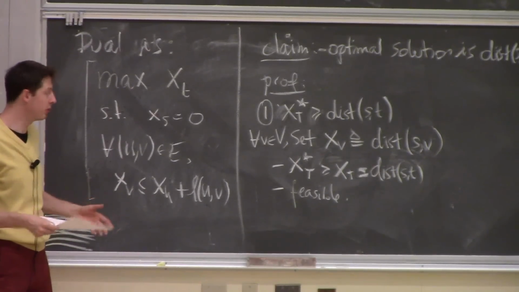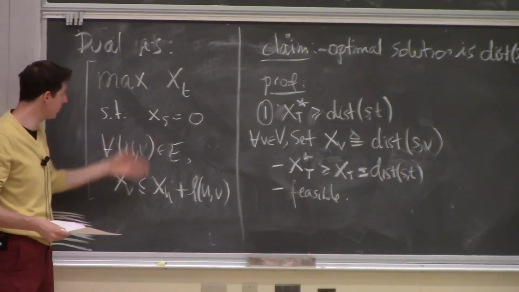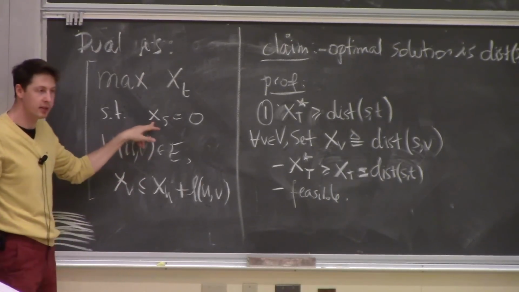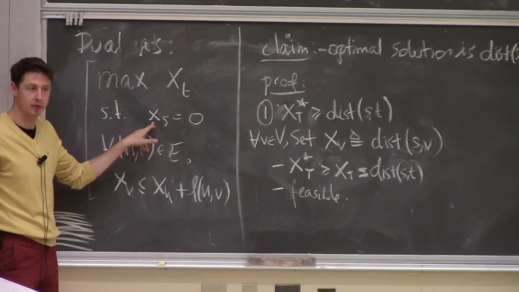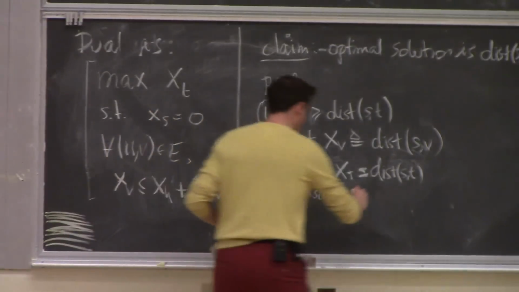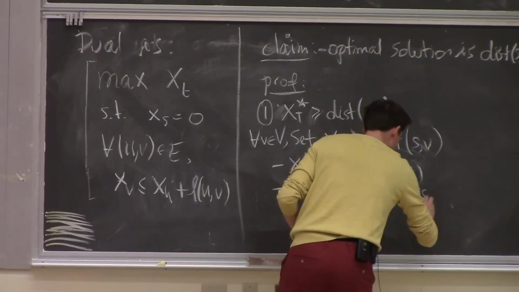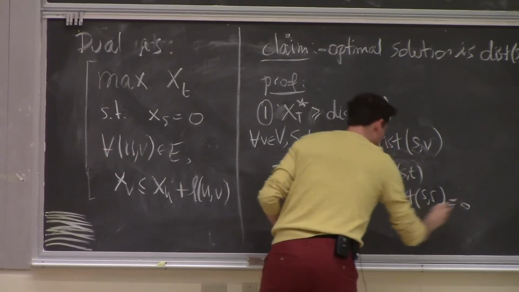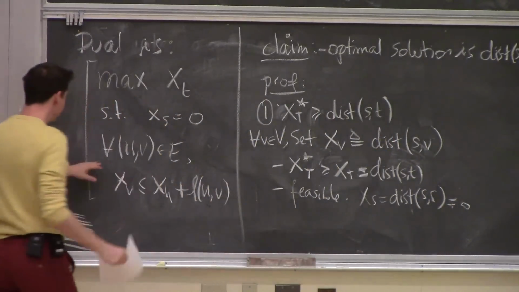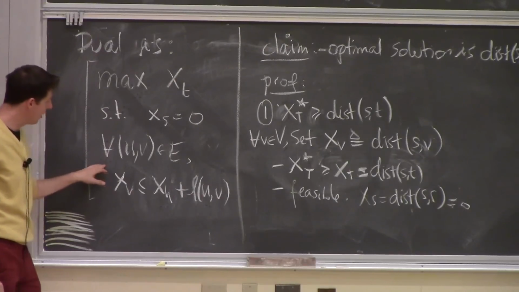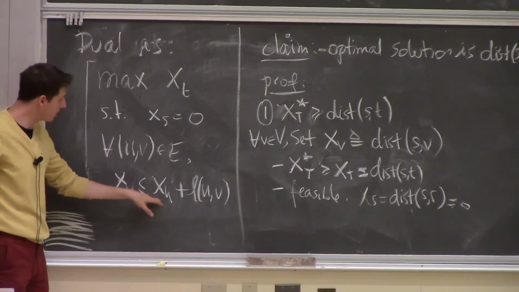So to prove that something is feasible, I need to prove that these two things hold. Is it the case that the distance from S to S is 0? Okay, good. So xs, by definition, is the distance from S to S, which is 0. Okay, that part is fine. So is it the case that for whatever uv, xv is at most xu plus luv?